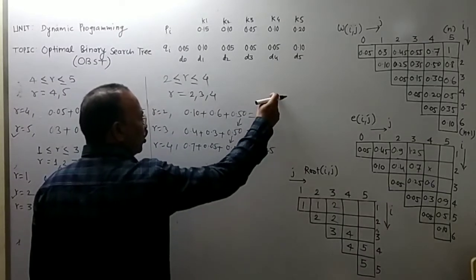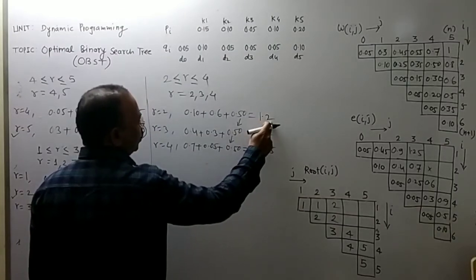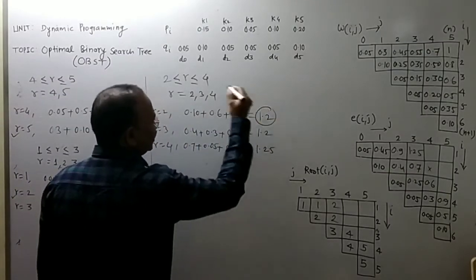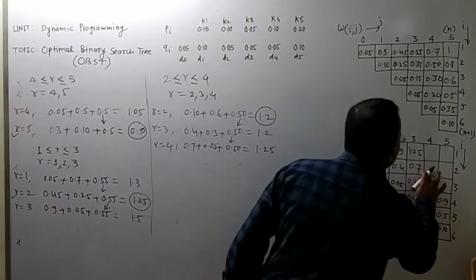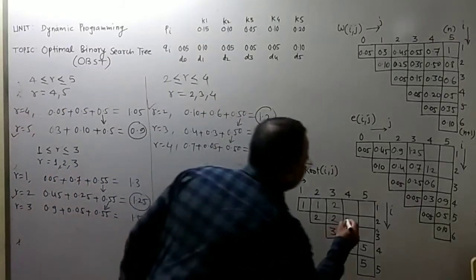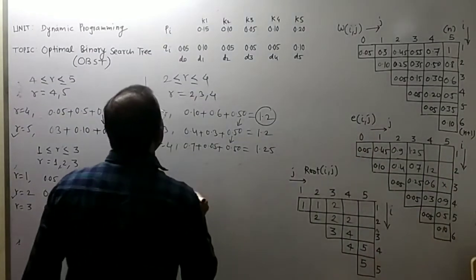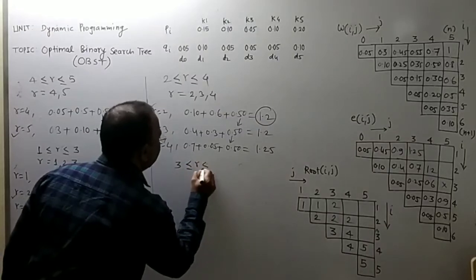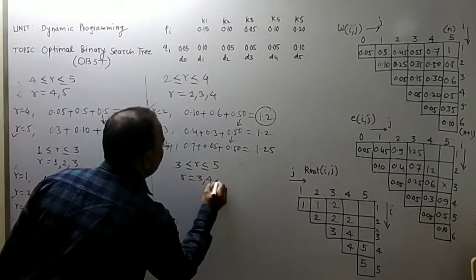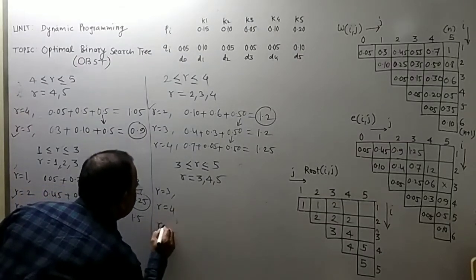In this case we have to consider the first value. Now the first value is 1.2, which we have got at r is equal to 2. So consider this 1.25 for r is equal to 2. So write here 2. Now then find out the value for this cell, that is the 3, 5 cell. 3 less than equal to r less than equal to 5. So r varies from 3, 4, 5: r is equal to 3, r is equal to 4, r is equal to 5.